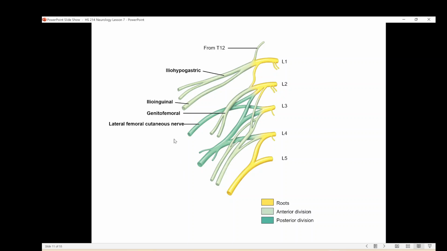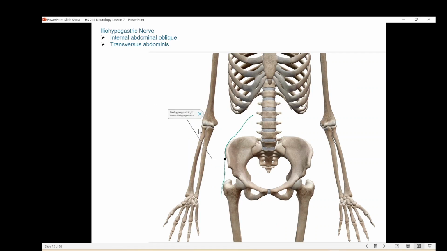So here are the four nerves, right? The iliohypogastric, you can see, is coming from the anterior division of L1. Ilioinguinal, also the anterior division of L1. The genitofemoral, right here, anterior division, L2. And then here's that lateral femoral cutaneous nerve right over here coming from L2, L3. So let's take a look at each nerve individually.